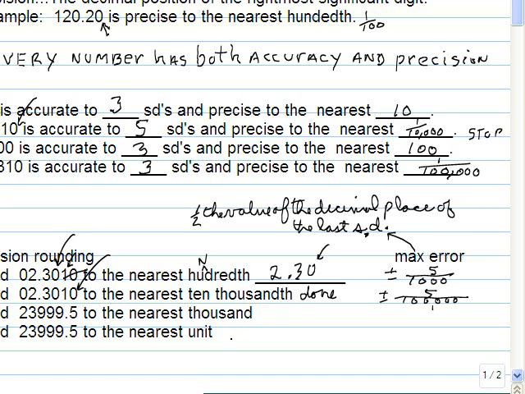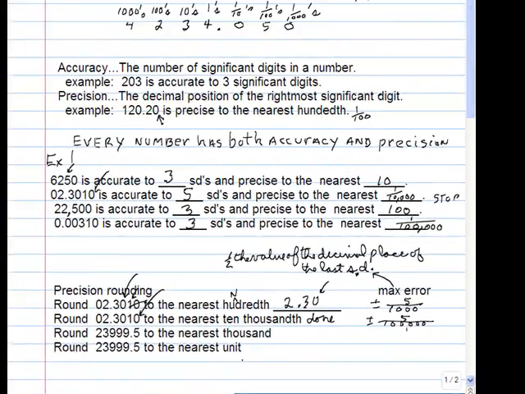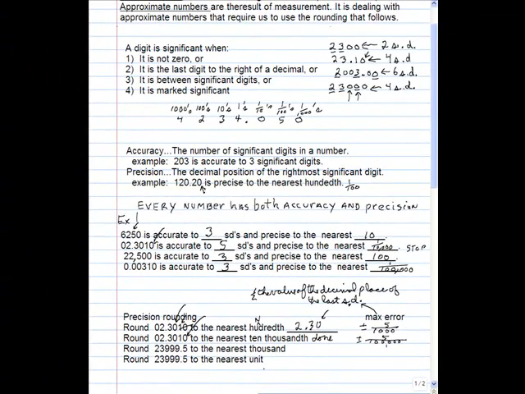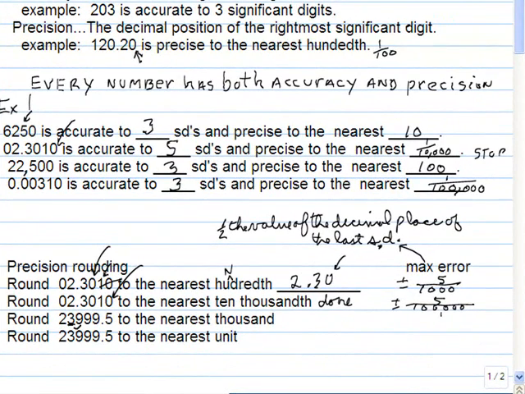Now, we said earlier that we were going to talk about marked significant. So let's go ahead and do the next 2 examples, and that'll illustrate why we mark a number significant. The first number is 23,999.5, and it says round to the nearest thousand. The thousand is here. So we're going to round to the 3, so we look to the next digit over, which is 5 or more. So we're going to say 24. We're going to round up.